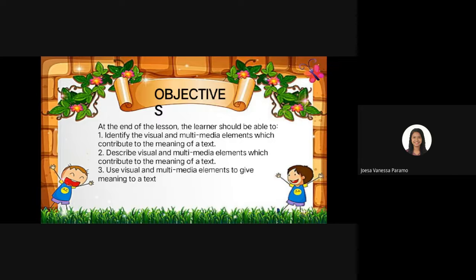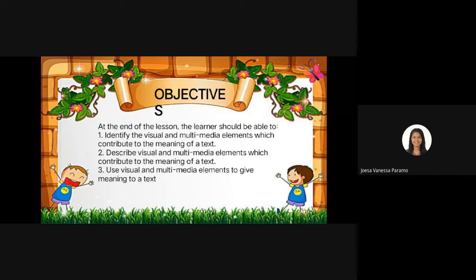Okay, class, before we proceed to our objective for this day, let us review first. What was our lesson yesterday? Anyone? Okay. Yes, Faye? Okay, declarative sentence. What is a declarative sentence? Okay, thank you. A declarative sentence is a sentence that makes a statement, provides facts, offers an explanation, or conveys information. Thank you, Faye. Very good.